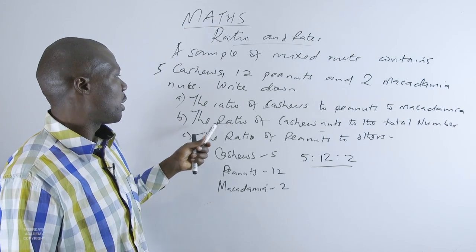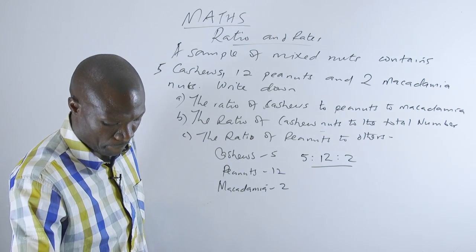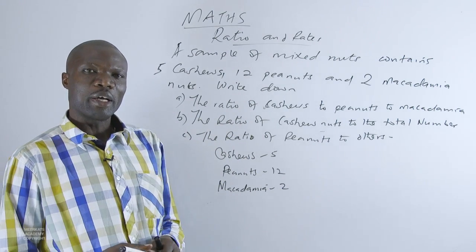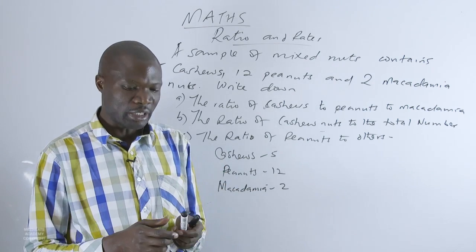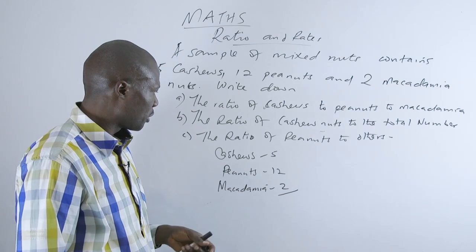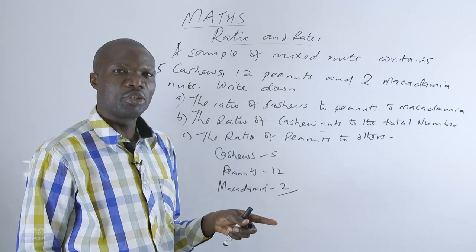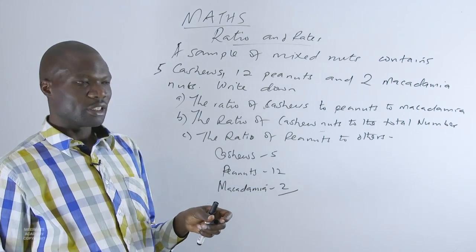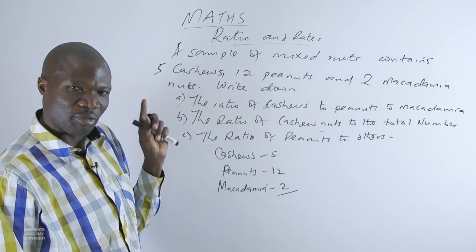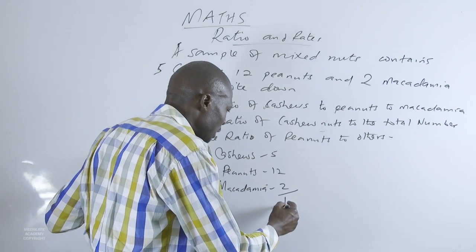Next, the ratio of cashew nuts to the total number. What is the total number of nuts here? You will add everything here. 5 plus 12 plus 2. They have said the total. So this is 19.